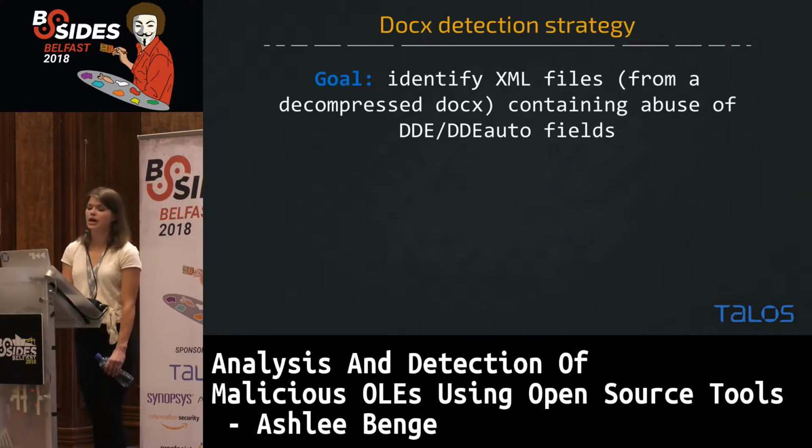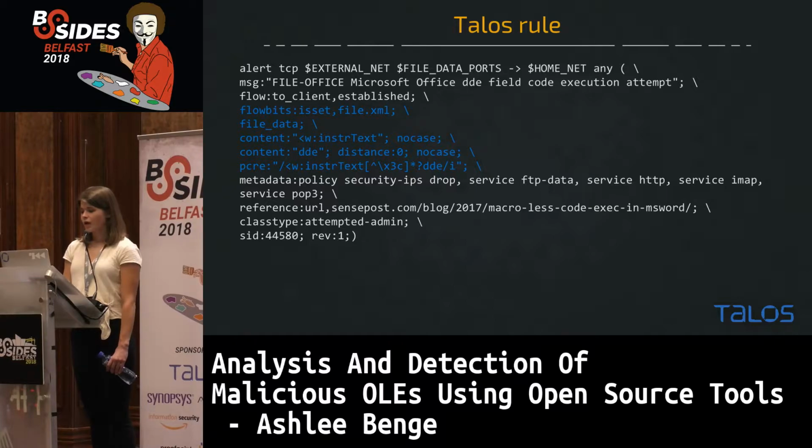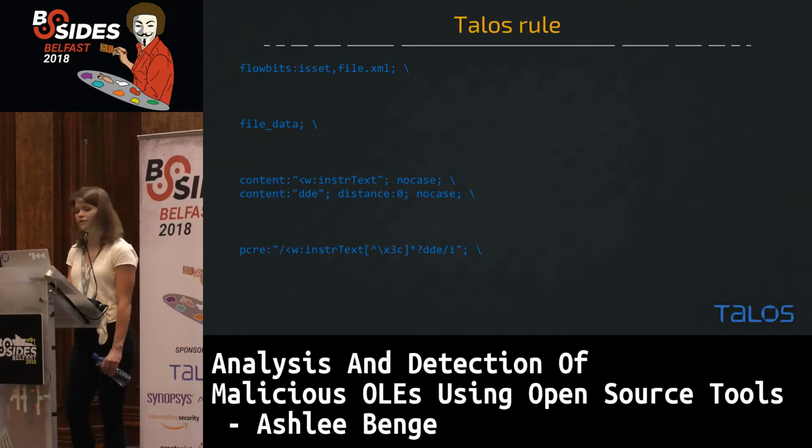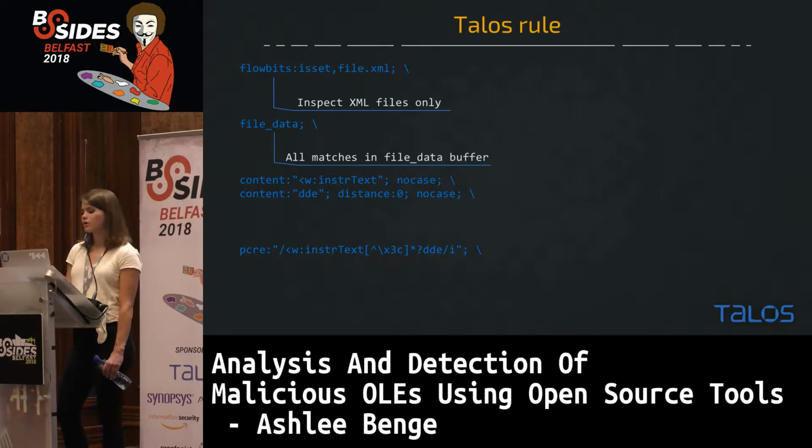So now we want to detect just XML files from a decompressed Docx file that abuse these fields, similarly to the way they're abused in doc files. And so, again, the content of this rule that we really care about is highlighted in blue. We're using flowbits to identify just an XML file. We then specify we want to only look in file data, and then we use our instruction text tag, which actually is required for this exploit. The reason that I know that this is required is because I spent a lot of time playing with these files, getting rid of things that probably didn't matter, and seeing if I could still get it to execute code.